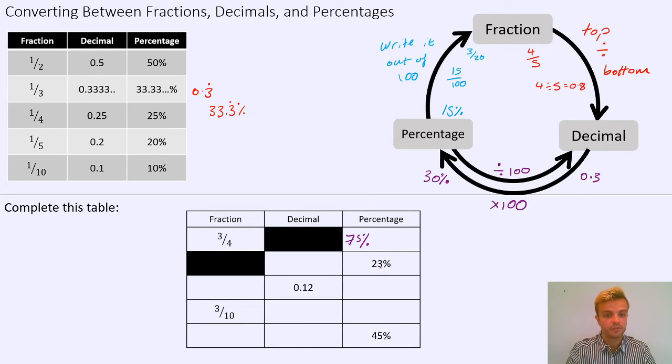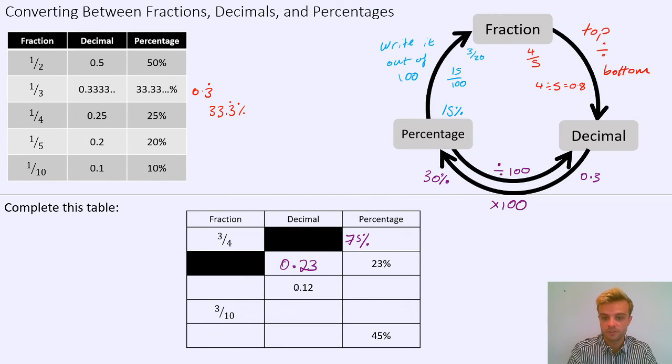Next, we have this 23%, which we want as a decimal. And to turn a percentage to a decimal, we divide it by 100. And 23 divided by 100 is 0.23. Then we have 0.12, which we want as both a fraction and a percentage. But since we're starting with a decimal, let's just turn it into a percentage by following this arrow, and then turn that into a fraction, and we'll have done it.